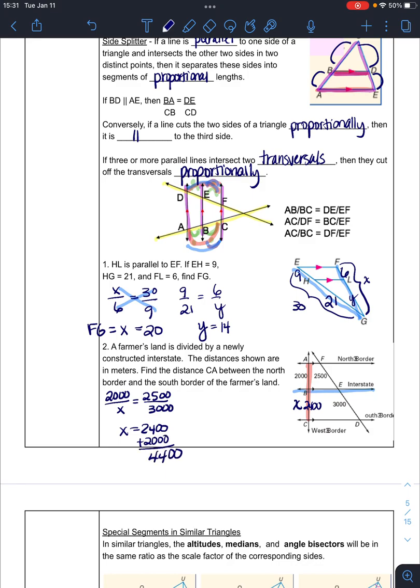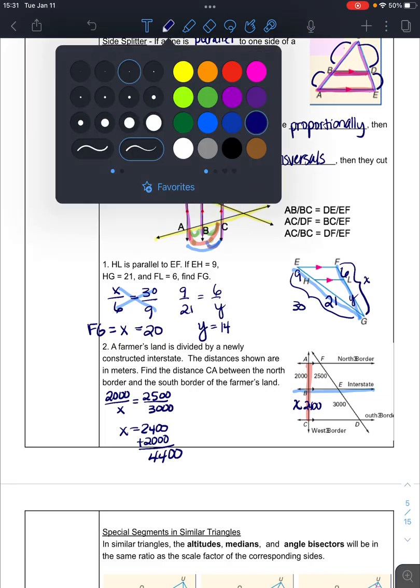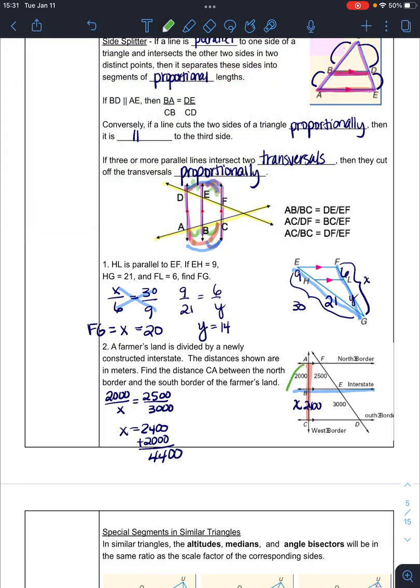That means this piece is 2,400, so you would add that to the 2,000 and actually answer the question, which is 4,400. Now, another way you could have done it is you could have called this whole thing x, and you could have done, again, any number of things, but x over 2,000 is equal to, now we need this whole piece, that'd be 5,500. So 5,500 over 2,500. Now, you could have done x over 5,500, 2,000 over 2,500. You could have done any combination.